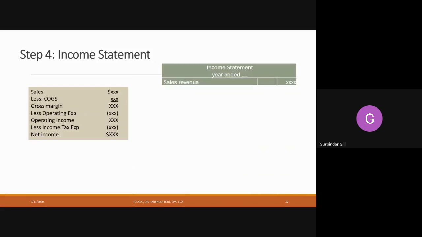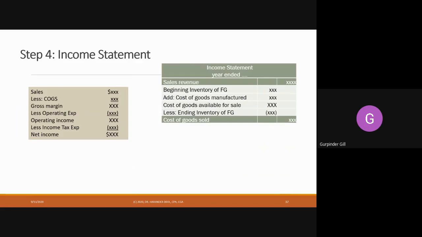We first have our sales revenue. Our cost of goods sold section is detailed here, so we are capturing the changes in our finished goods inventory account at this stage. So we start with our beginning finished goods inventory. Then we add our cost of goods manufactured, which is coming from your cost of goods manufactured schedule that we just prepared. That gives us our total cost of goods available for sale. Out of the total cost of goods available for sale, if we deduct our ending finished goods inventory that is still on hand, then we would have our cost of goods sold.